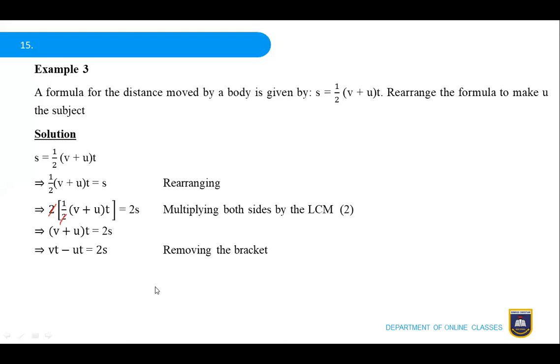So if you continue, let me tell you what you get. You get UT equal to VT minus 2S. UT equal to VT minus 2S. So your final answer will be U equal to VT minus 2S all over T. That is going to be your final solution. There is a typo in this solution.